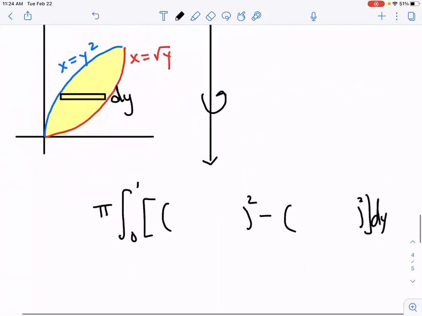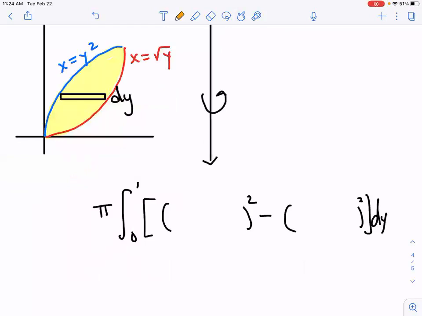Our limits of integration are still 0 to 1. We have our pi. Here's our r squared minus r squared h, where h is our dy. Hey, guess what? If you leave off the dy or the dx, it's not set up properly. I will dock you points. Okay, we understand?